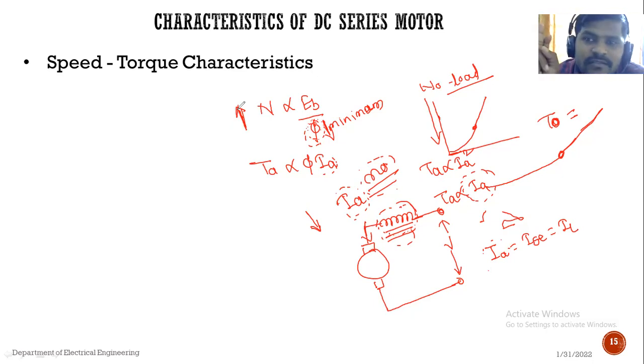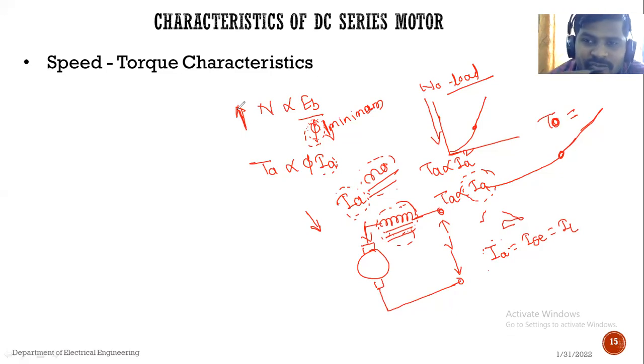So one precaution while running or while doing any test on a DC series motor: it should never be put on without load condition. Getting my point? A DC series motor should never be started without load condition. Did you understand what I said? Yes, sir. Okay, that means the minimum value of current comes when? When there is no load. Right?